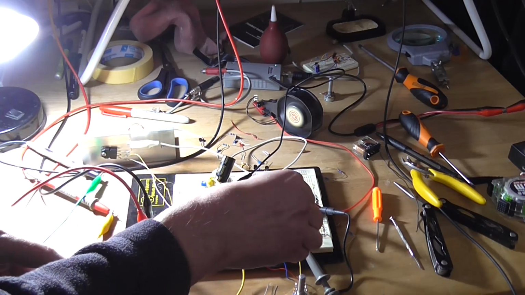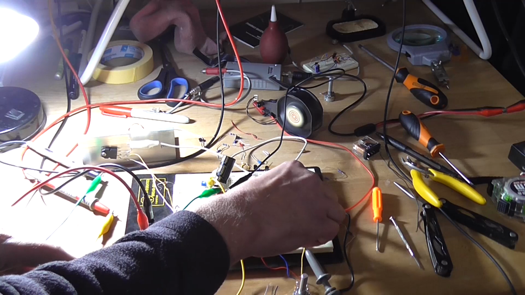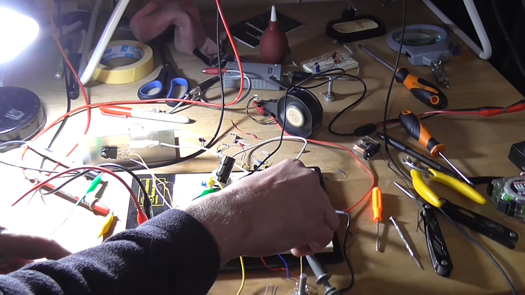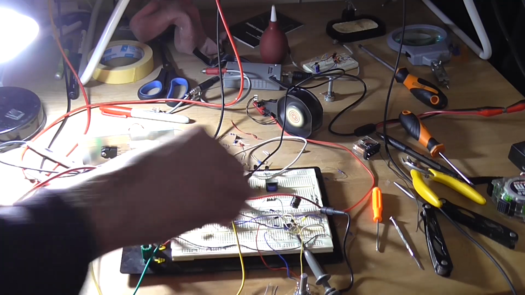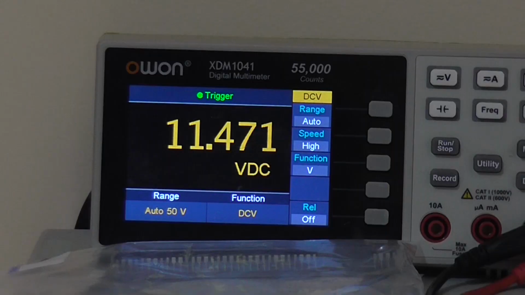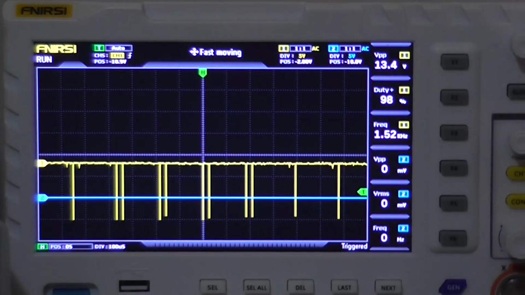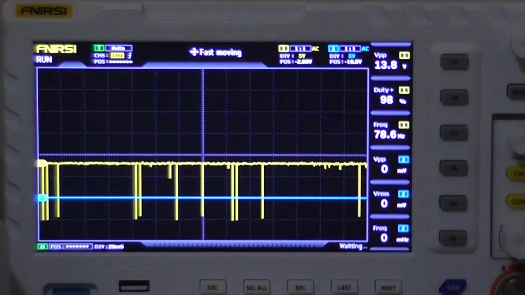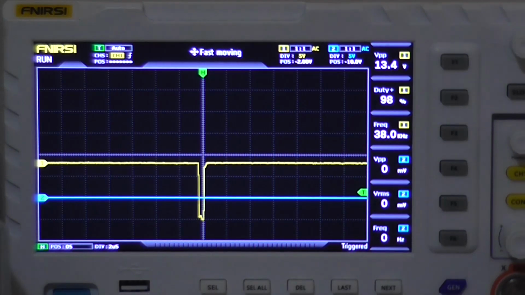Fan speeds up a bit, so I'll go between there and, if I can get it there, come on. Right, the fan speeds up. We're at about 11.4 volts now, which is much closer to the 12 volts, and I need to change the time base on my scope. Other way. There we go. So we can read the frequency. There we are. We're at 38 kilohertz now, and 98% duty cycle.